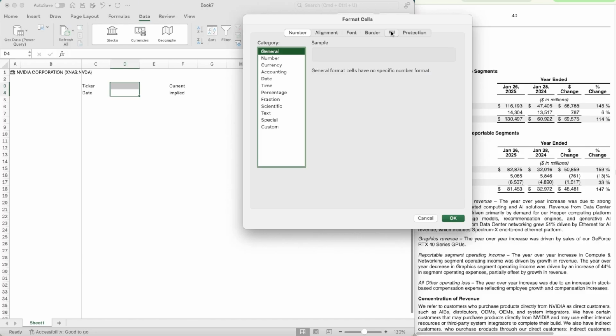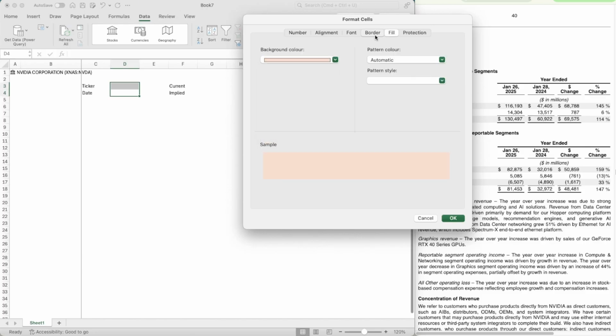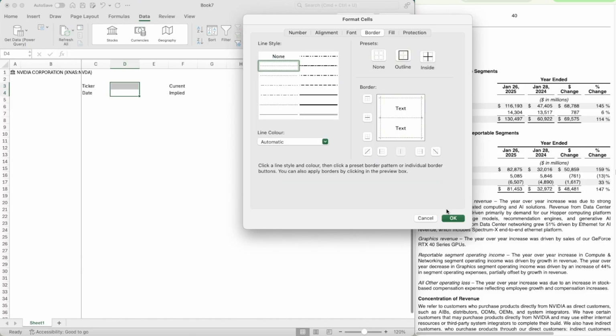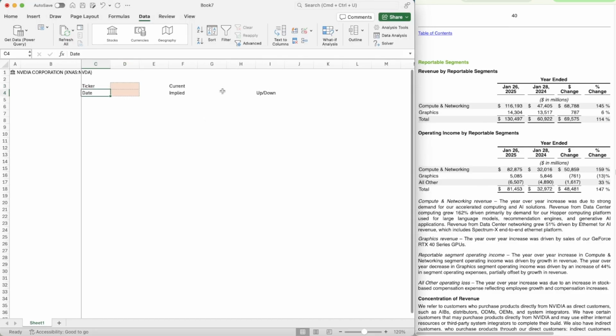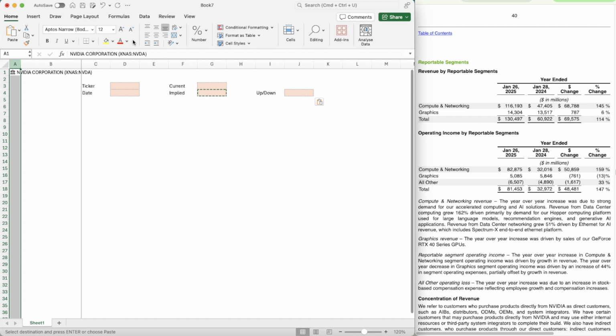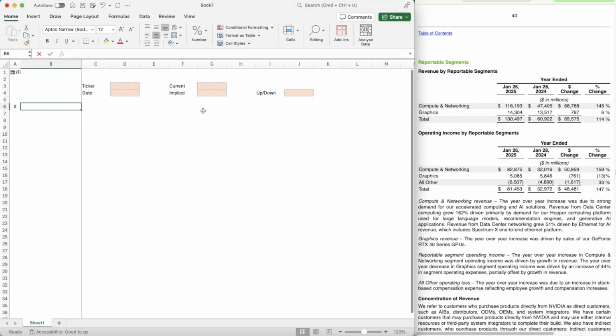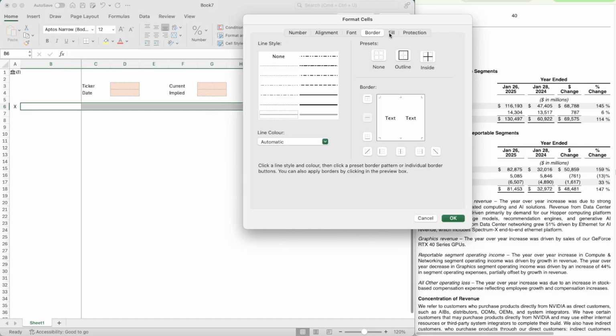Do a quick bit of formatting. Should be an X, sorry. Go to about M. Fill.